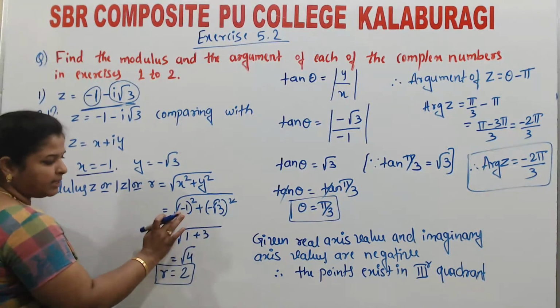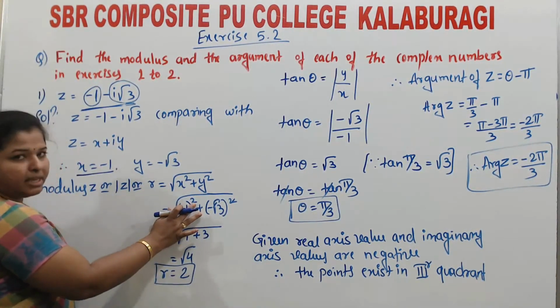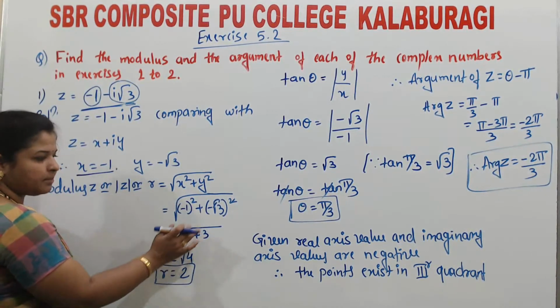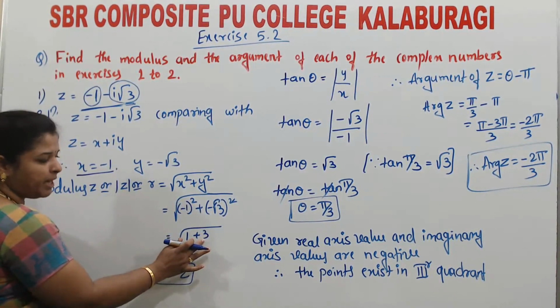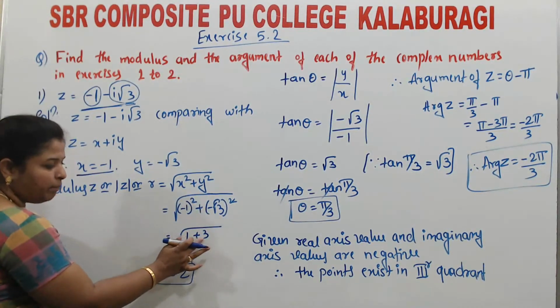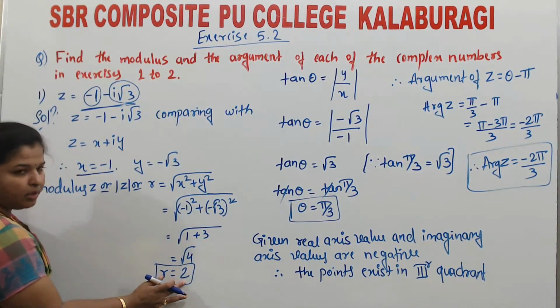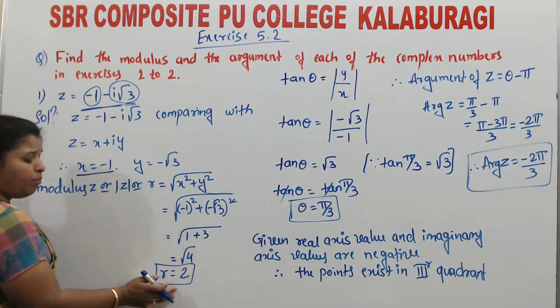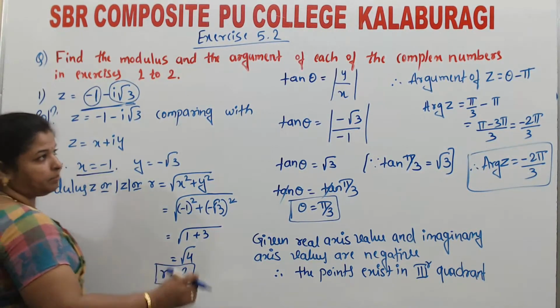Square root gets cancelled. Minus is there, power is even, right? This minus becomes plus. Here also it becomes plus. Square gets cancelled, remains 3 only. Therefore 1 plus 3 is equal to 4. Therefore r is equal to 2. This is the modulus of the given complex number.